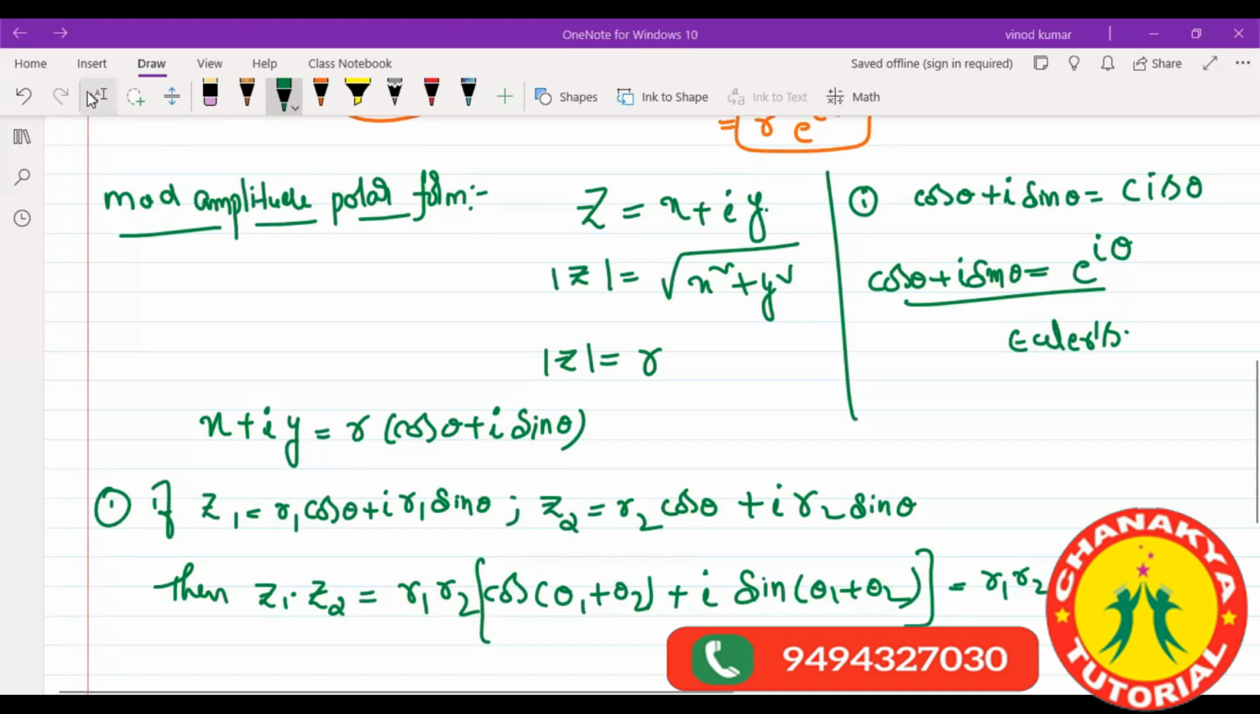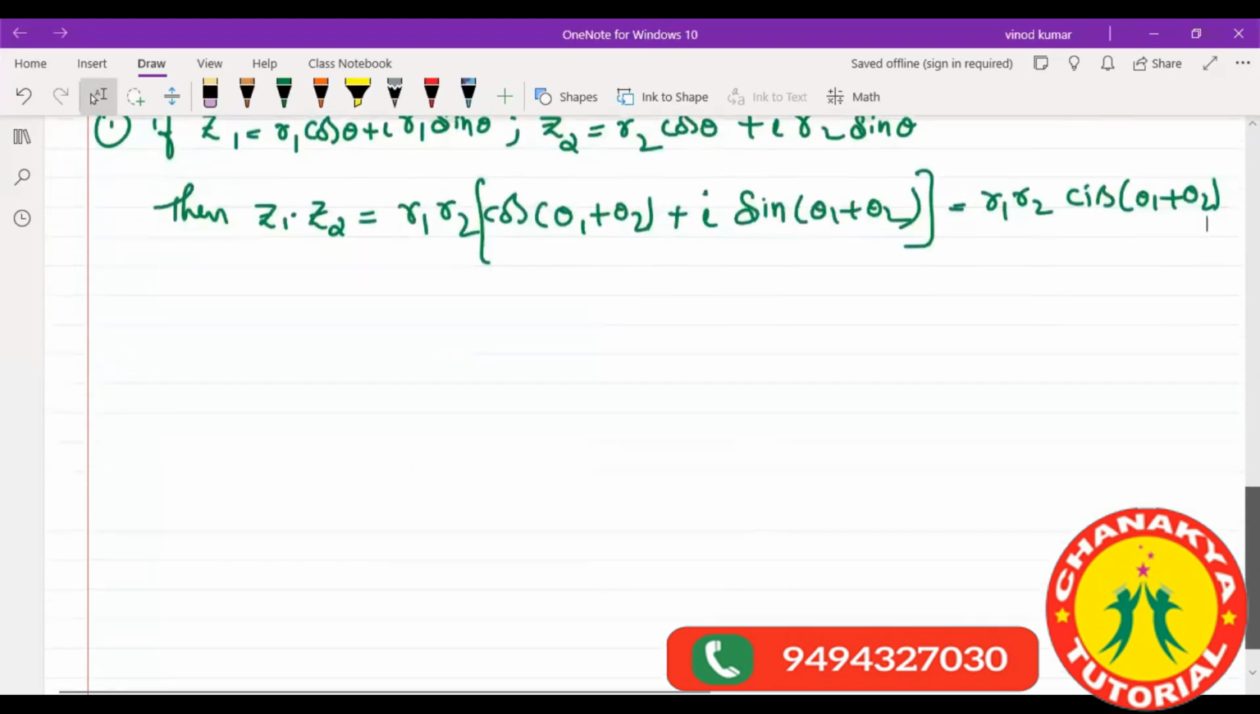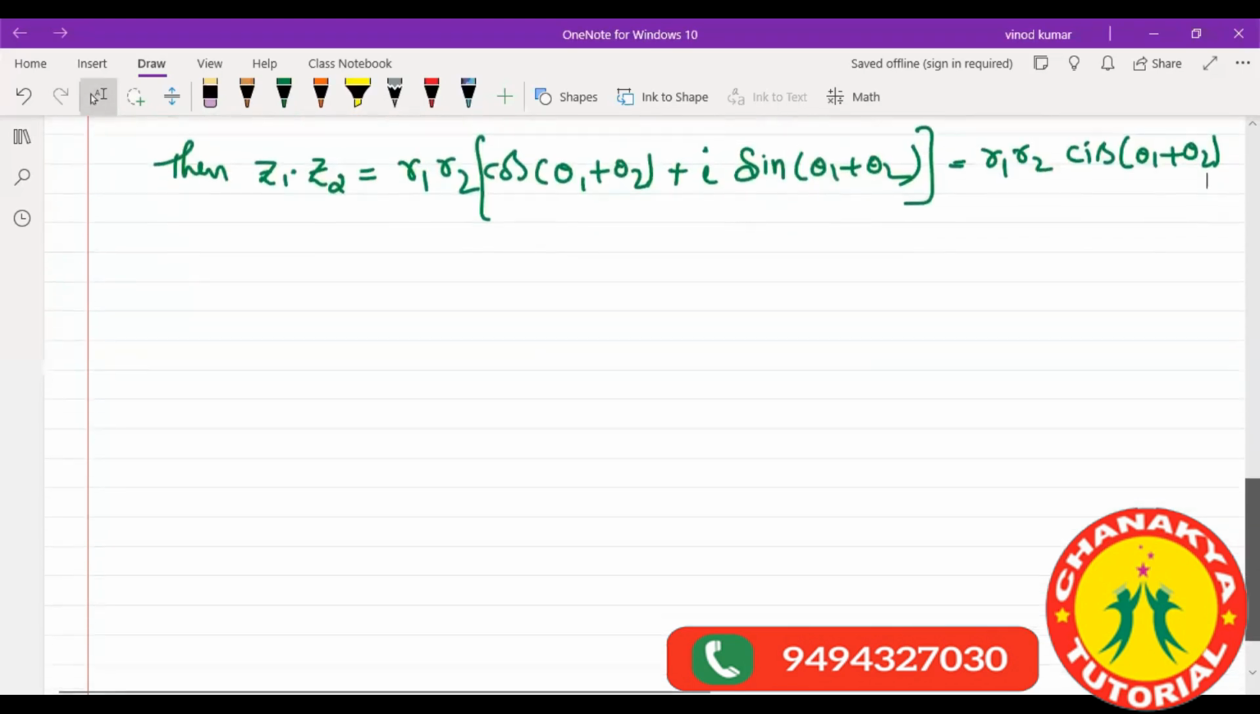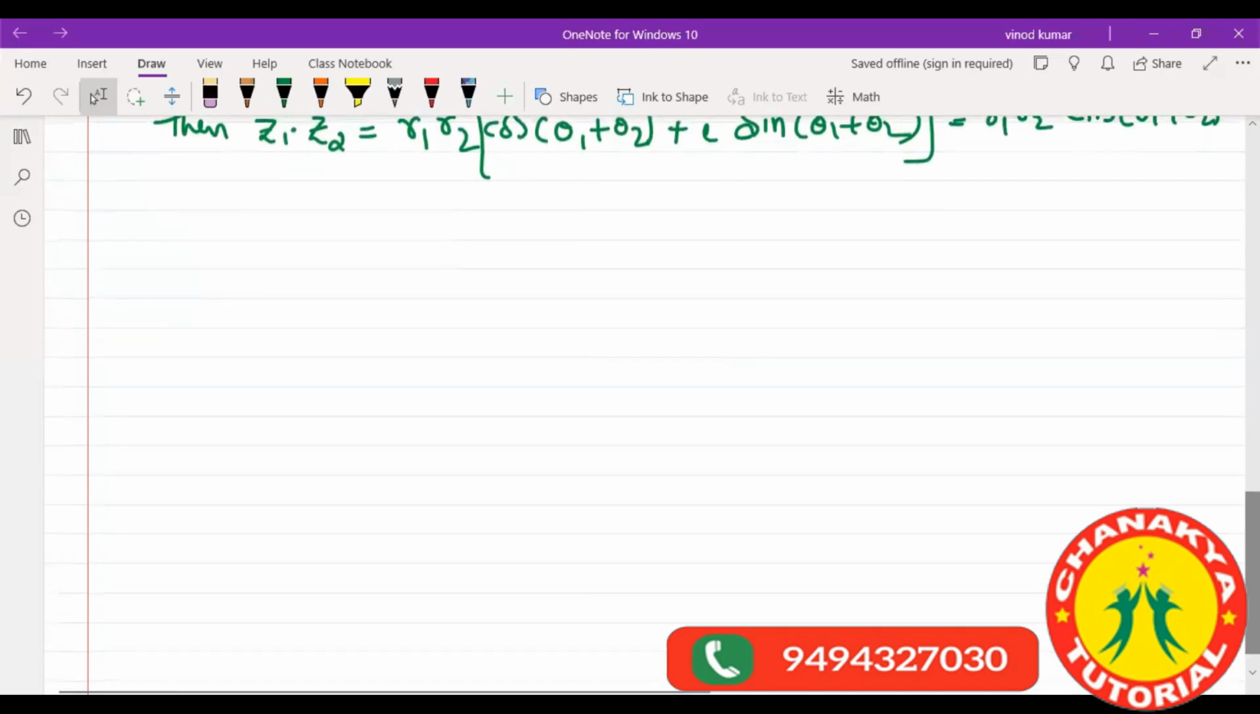Yes, I hope you understand this. Yes, sir, I got it. These are all we are using when we are doing the problems. When we are doing problems, we can just use these formulas.